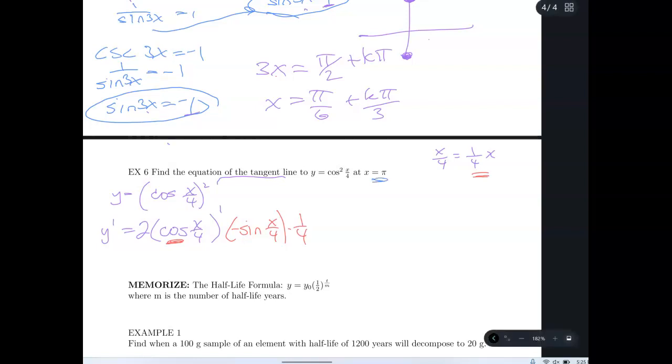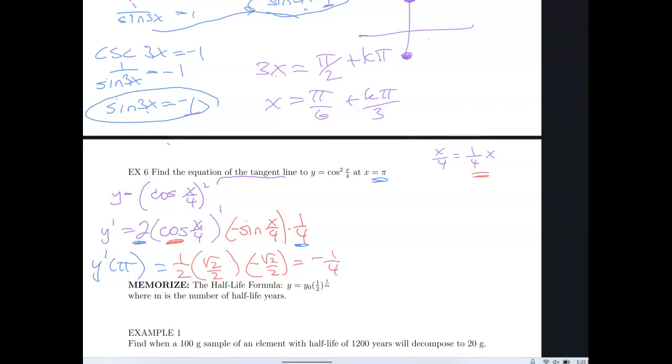So now I want to plug in pi. So y prime of pi, so that'll give me 2 times, well, actually, let's put these two together. So I've got a 2 and a 1/4, so let's just make that a 1/2. And so if I put in pi, I get cosine of pi over 4, which is root 2 over 2. And if I put in pi, I get sine of pi over 4, and I got that negative I'm carrying along. So then I get negative 1 over 4. So that's my slope. All right, so that's m.